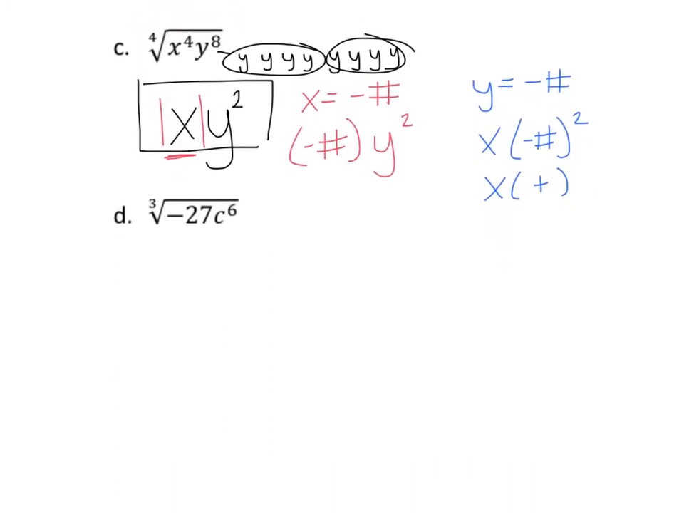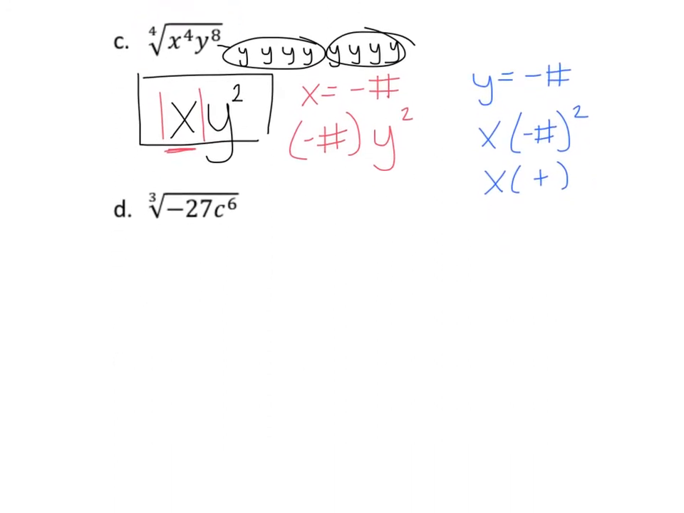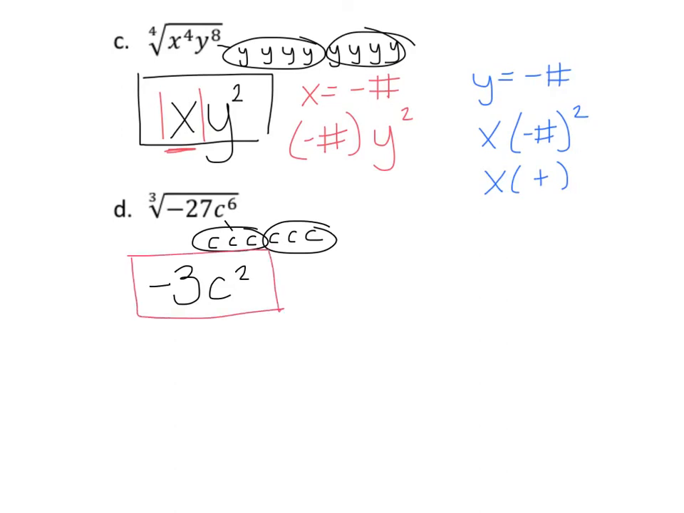All right, for the last one, do we have to worry about the absolute value stuff? No, yay. Okay, what's cubed root of negative 27? Negative 3. And then cubed root of c to the 6th. If you need to, list them all out. We've got 2 sets, so it would be c squared. And do we need absolute value? No. Why? Because it's not an even index. All right. Any questions? No? Go forth.